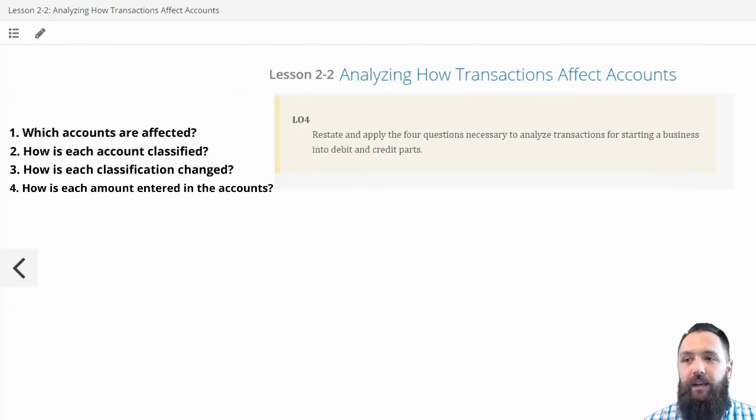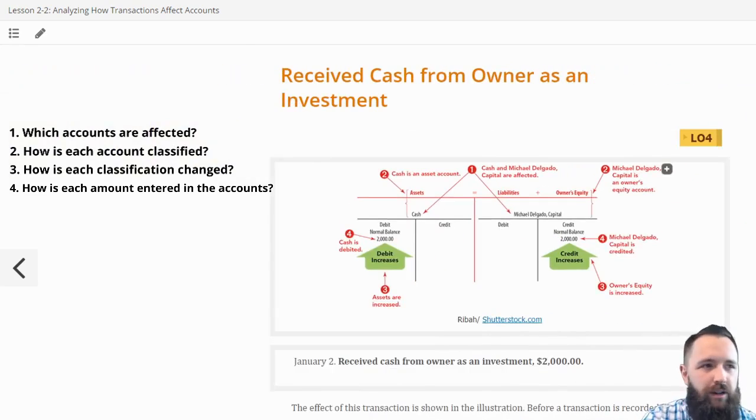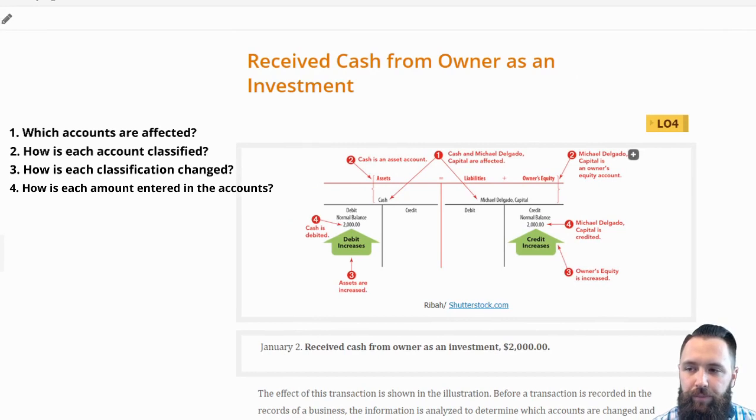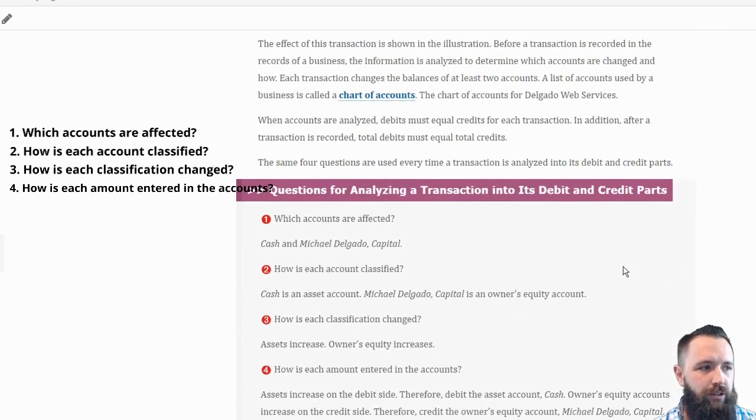So the learning objective today is to restate and apply the 4 questions necessary to analyze transactions for starting a business into debit and credit parts. What we did on those little presentations is we looked at how those accounts were affected, but the big thing that we're going to be adding in is money, in some form of currency or value. That's really going to be the biggest difference for this chapter when we start getting into the problems. So the 4 questions that we had, just remembering what they are.